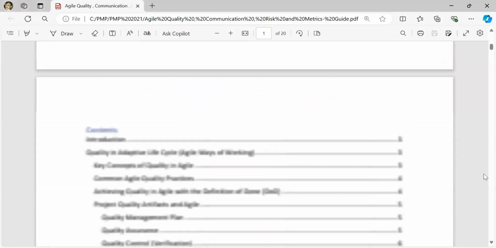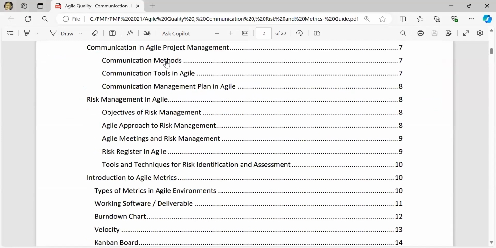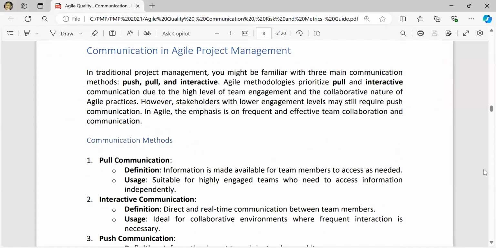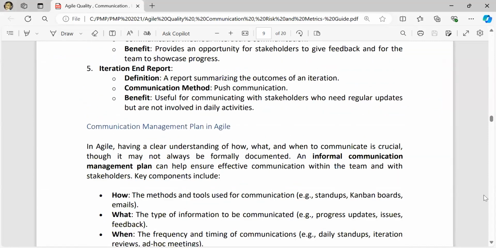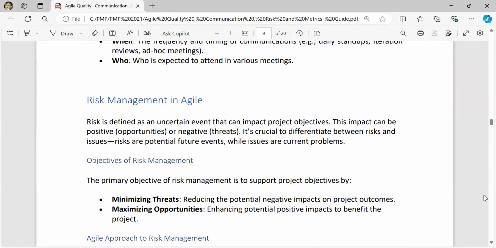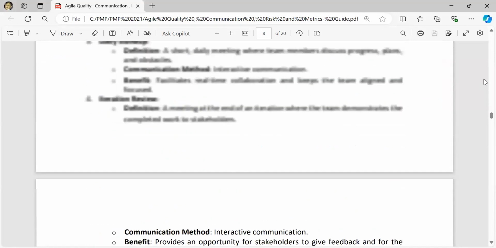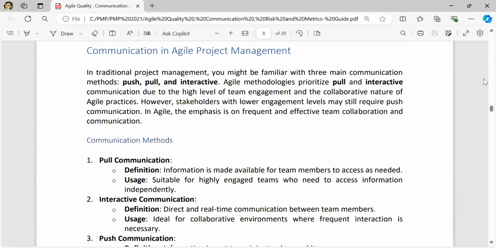And further to it, all of you have this booklet which I shared with you, and in this booklet all these things are explained. You can go to communication. We have an explanation of communication, how you do communication in Agile, and the communication management plan in Agile. So this whole concept is here. But we can explain also. Okay, thank you. And this PDF file is available to all of you.